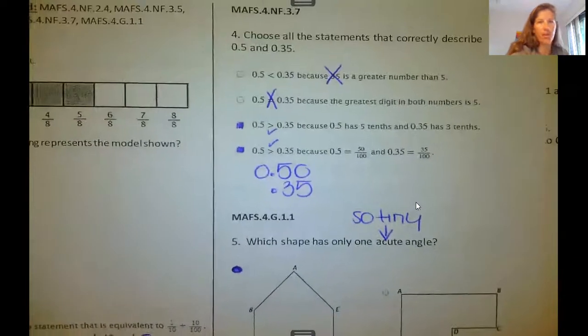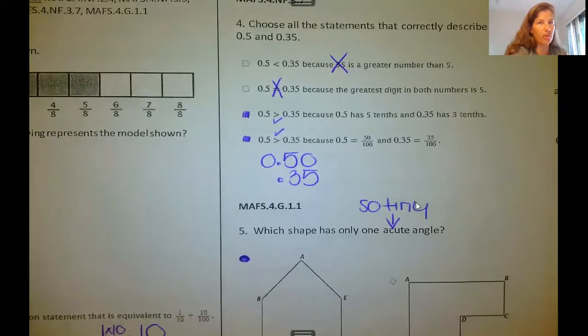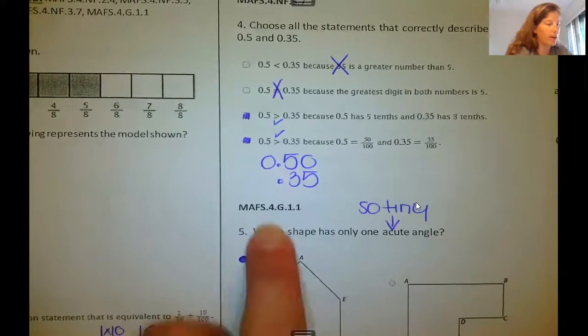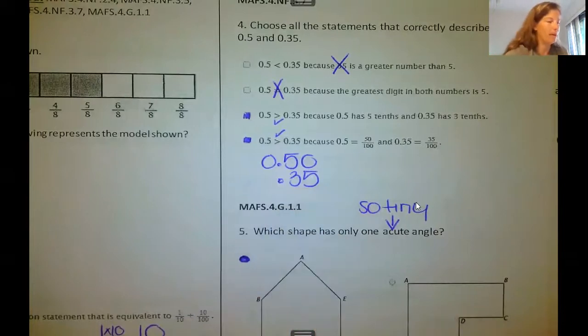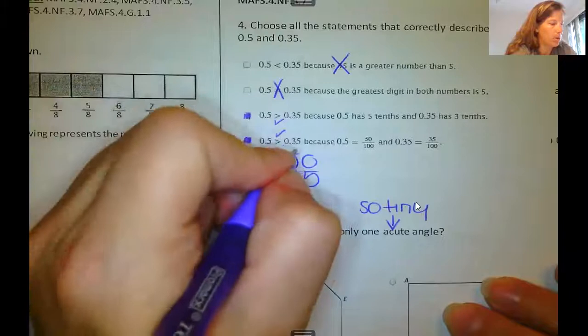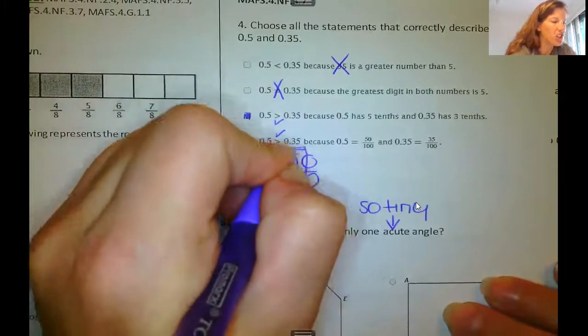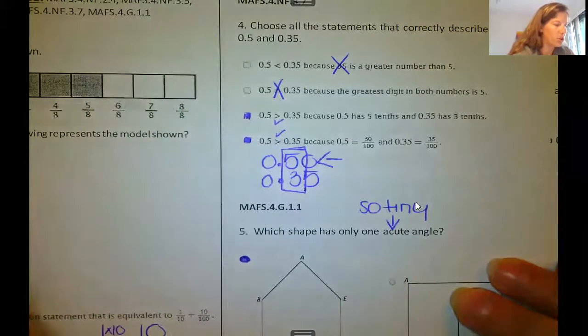For number 4, you're choosing the statements that correctly describe 0.5 and 0.35. You should have compared them, stacking them on top of the other. The zeros here aren't going to help you. So you would go to your tenths place. 5 is bigger, so that one is the bigger of the 2.